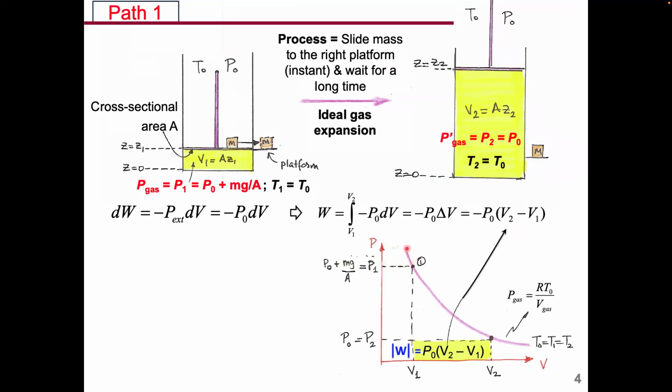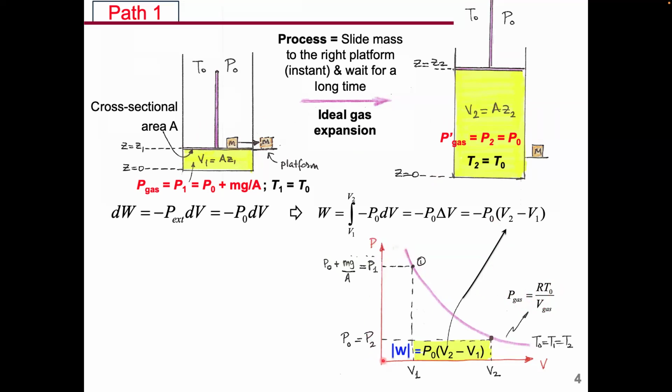The PV plot is, again, for your system, if your system is an ideal gas inside the chamber, then the ideal gas law PV equals RT, or P gas is going to be RT0 divided by V gas, since the system temperature is kept constant at T0. So P is equal to RT0 divided by V gas.